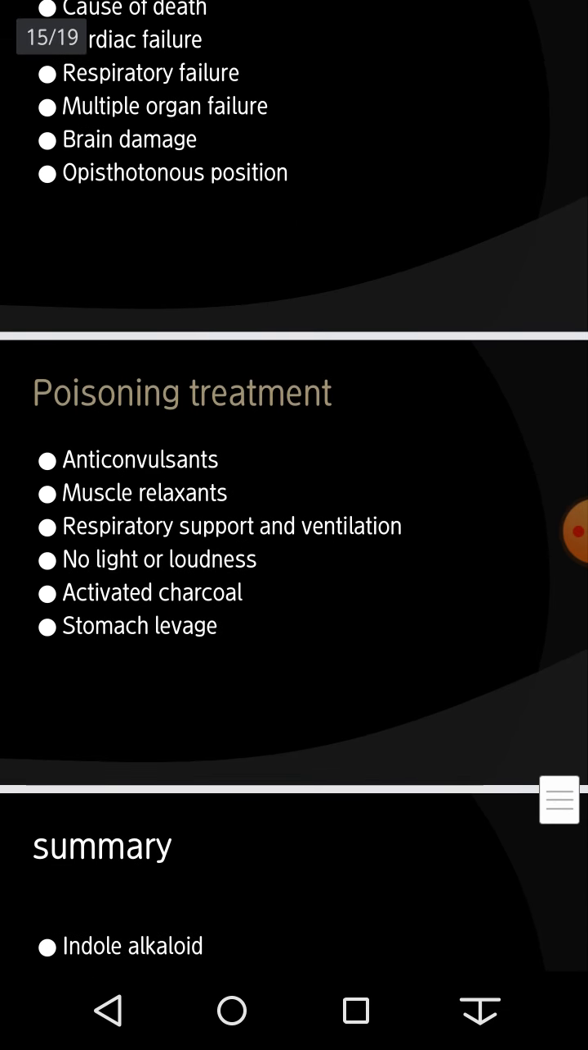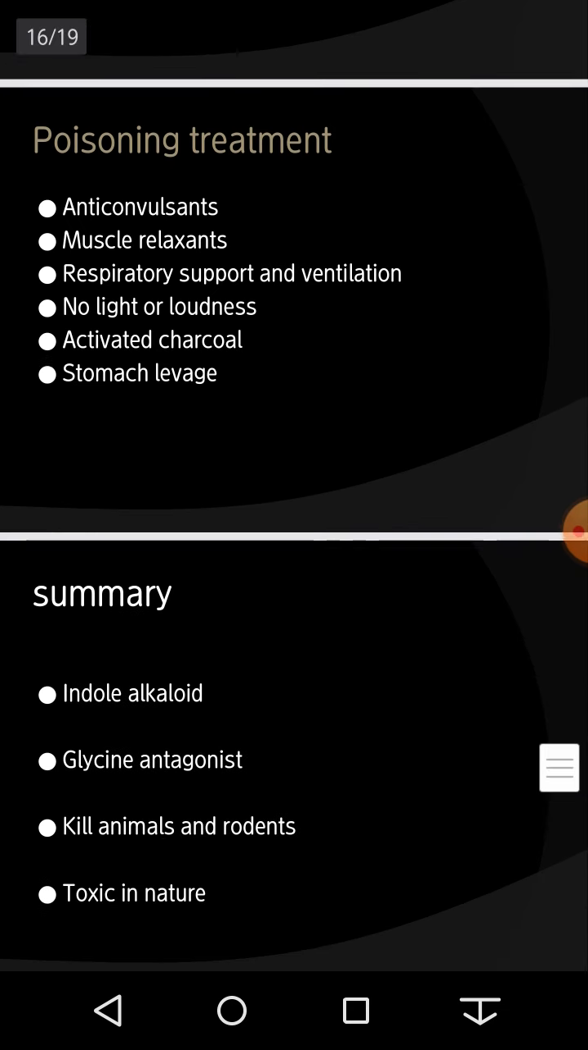Poisoning treatment. Now, what is the treatment if strychnine poisoning happens? So what can be given to treat it? Anticonvulsants can be given, muscle relaxants can be given, and respiratory support and ventilation. There should be no light or loud noise because it can stimulate or worsen the condition. Activated charcoal and stomach lavage can also be performed.